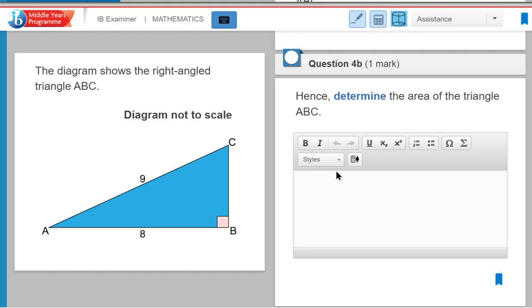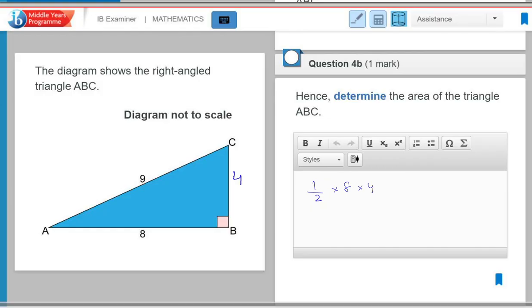Always remember that whenever you see the word hence, you should use the previous part. So this length was 4. So the formula that you're going to be using is 1 over 2 multiplied by base of 8 multiplied by 4. Be very careful, never use the hypotenuse for calculating the height. This is basically called the slant height. So don't confuse this with the height. This is what you call the hypotenuse.